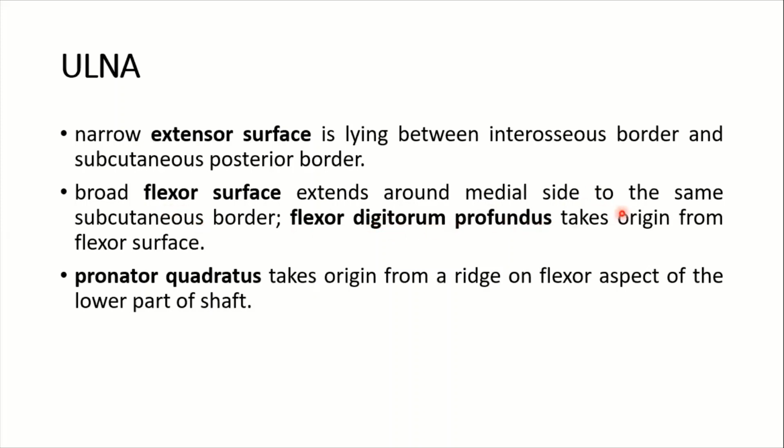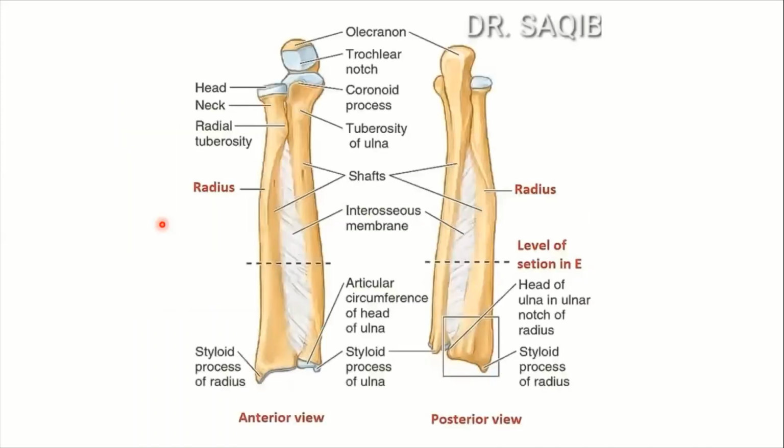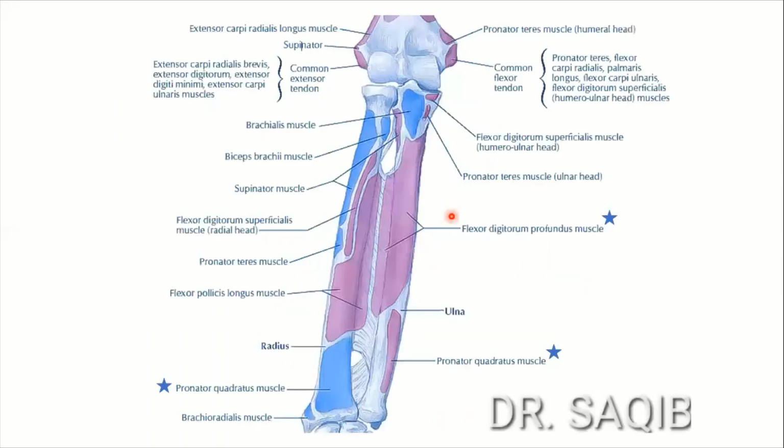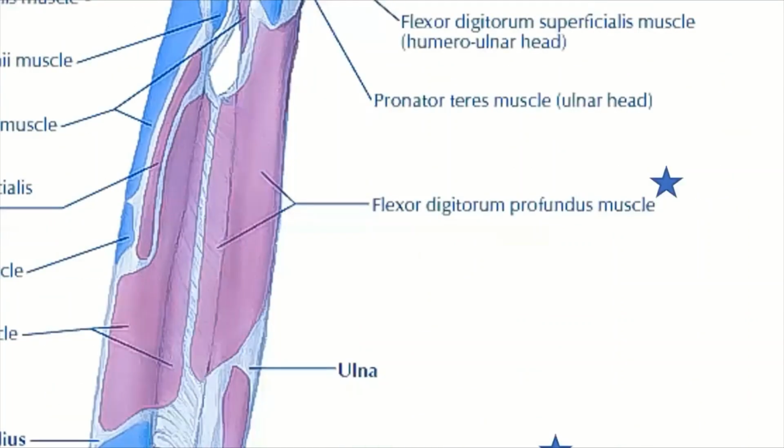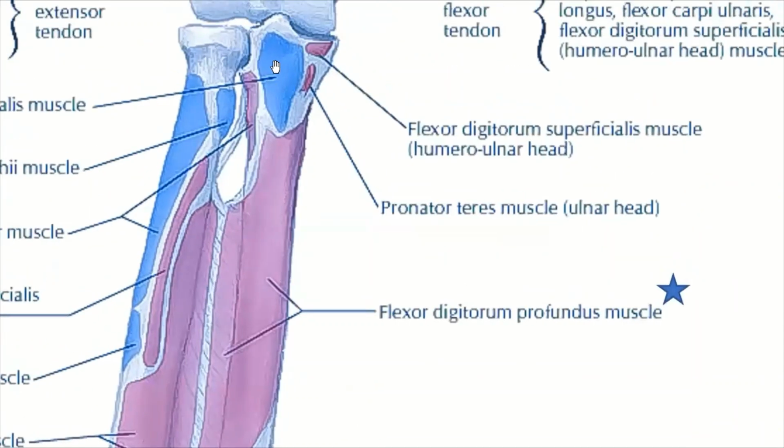Flexor digitorum profundus takes origin from the flexor surface. This is the anterior view, and this is the broad flexor surface. The extensor surface of the ulna is not broad, it is relatively narrow. Here you could see the flexor digitorum profundus attached. Let me zoom in for you. This is the flexor digitorum profundus, and it is attached here to this ulna.